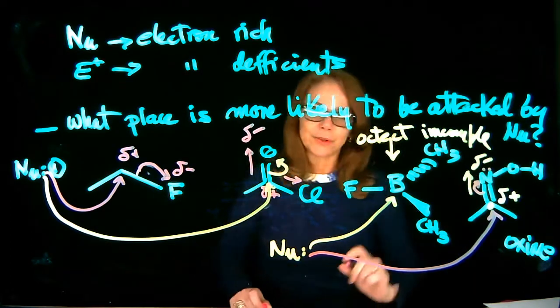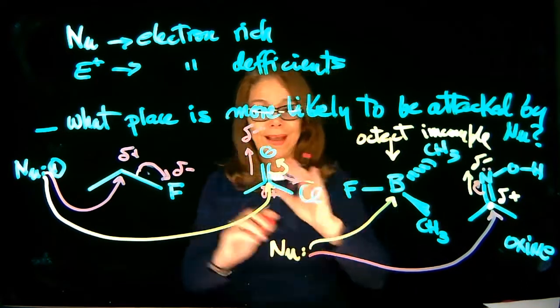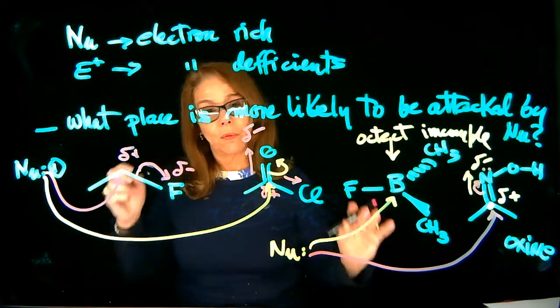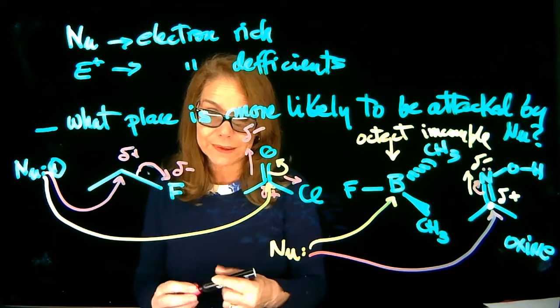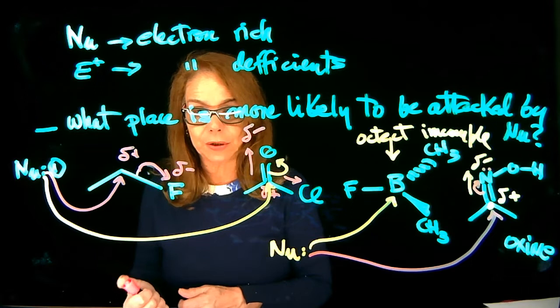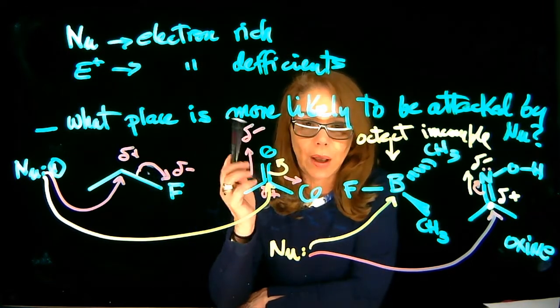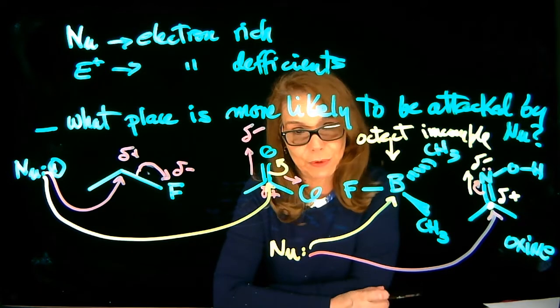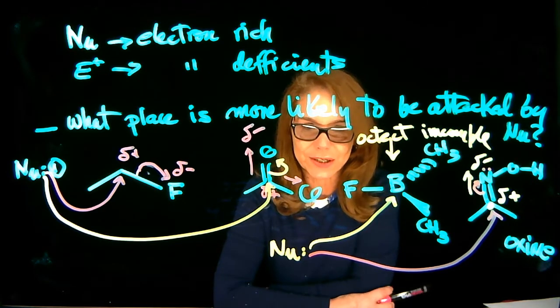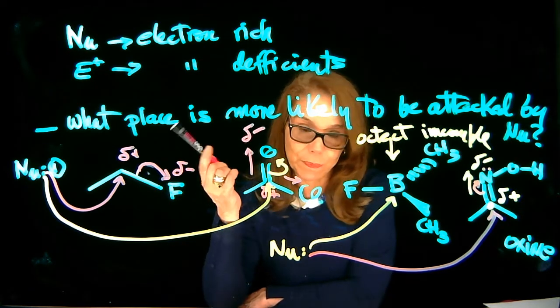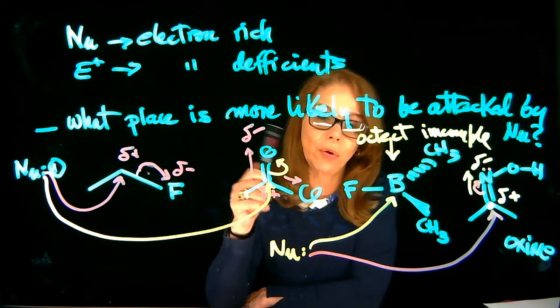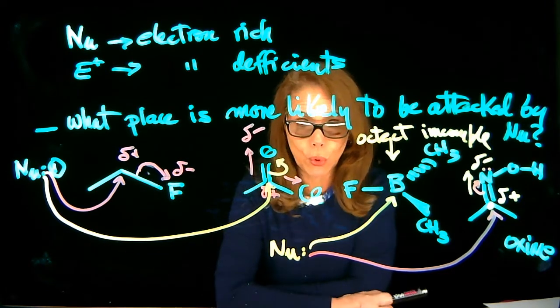towards the nitrogen. Okay, so the answer to my question, what place is likely to be attacked? The places in the molecule that are electron deficient are the ones more likely to be attacked by a nucleophile, which is electron rich. So negative or partial negative, electron rich, is going to attack an electron-poor place in the molecule.